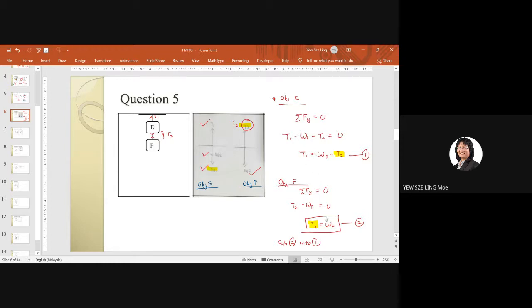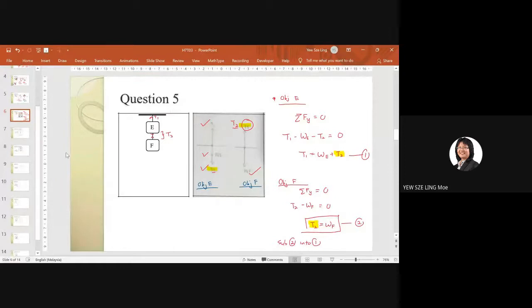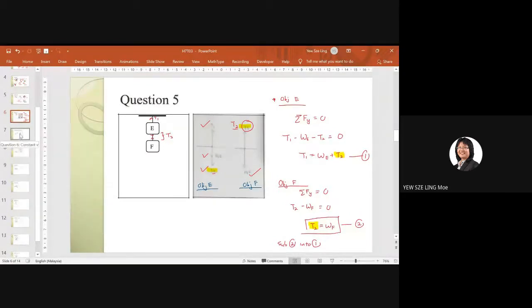You need two equations, so you try to reduce the variables. We try to use the same variable. That's why I told you both of them should be T2. You don't use one T2 and one T3, because if you are creating more variables, then it will be hard for you to solve the simultaneous equation. Okay, so this is question number 5, a question with two objects.